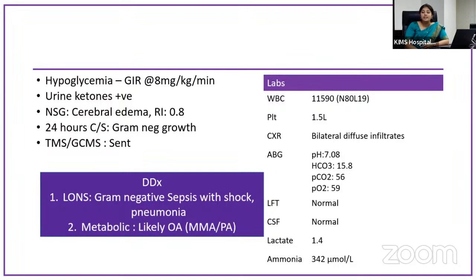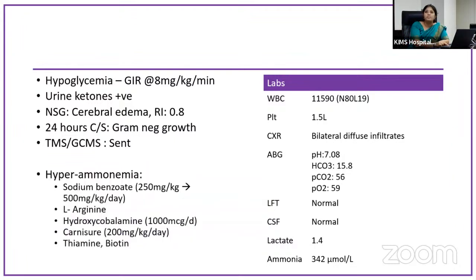And probably we have a second diagnosis, which is metabolic, likely organic acidemia, because we are seeing a child who is having metabolic acidosis along with high ammonias. The lactates are normal. Again, lactates may be elevated in kids who have sepsis, but at this point of time, we are probably looking at two diagnoses. So for the hyperammonemia part, the ammonia is in the treatable range, more than 200. So the child was started on sodium benzoate, L-arginine, hydroxycobalamin, carnitine, thiamine, and pyridoxine.